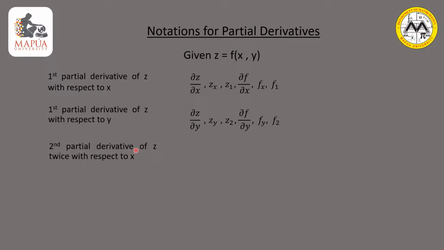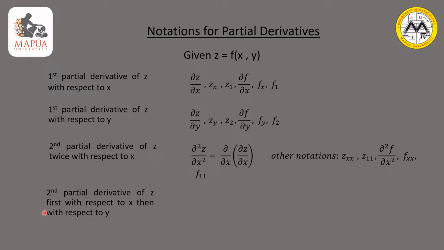So the second partial derivative of z twice with respect to x is defined as the partial derivative with respect to x of the first partial derivative of z with respect to x, and is denoted by this symbol. This is read as second partial derivative of z twice with respect to x. And in terms of the other notations, we have z sub xx, or z sub 1, 1, or second partial derivative of f twice with respect to x, or f sub xx or f sub 1, 1.